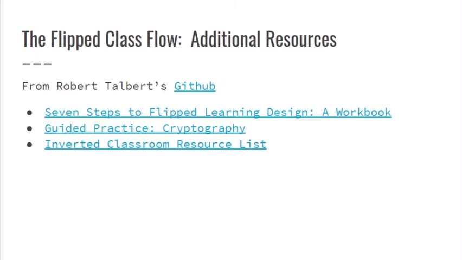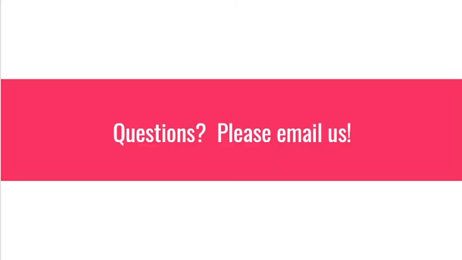So as we wrap up this first part of the flipped classroom instructional slides, here are a few resources, specifically from Robert Talbert's GitHub, talking about things like the 7 steps as he designs his flipped classrooms and as a workbook, a guided practice example of a typical cryptography lesson, where here's the pre-class and here's how he approaches that, as well as some other resources with his inverted classroom resource list. And again, this concludes part 1, which is our overview of active learning.